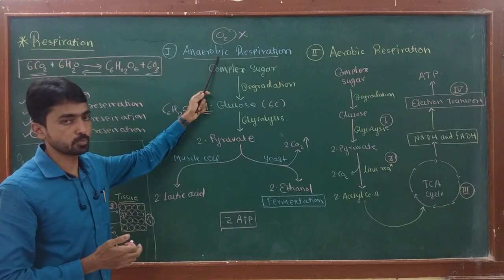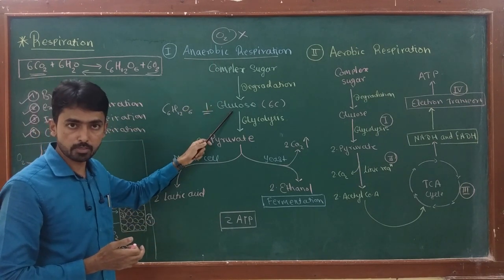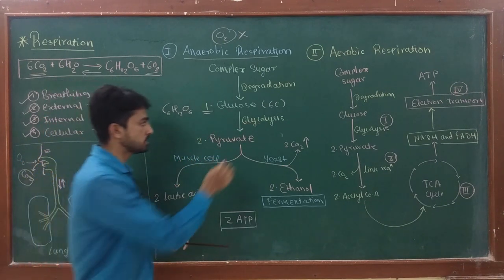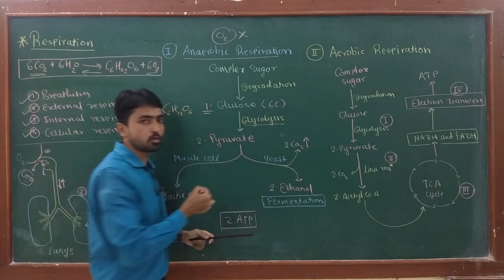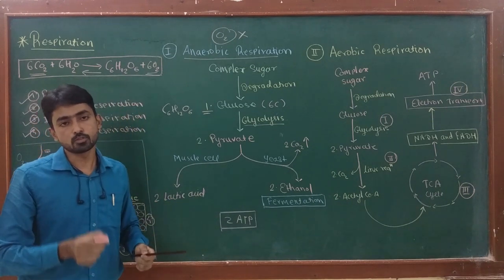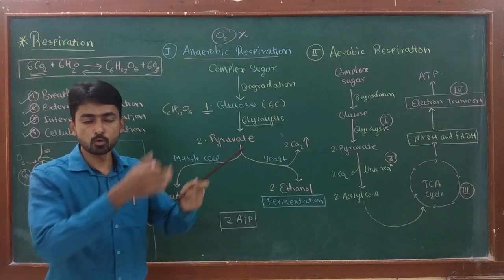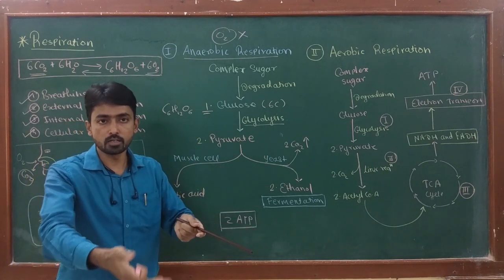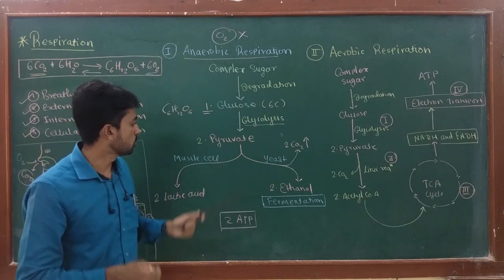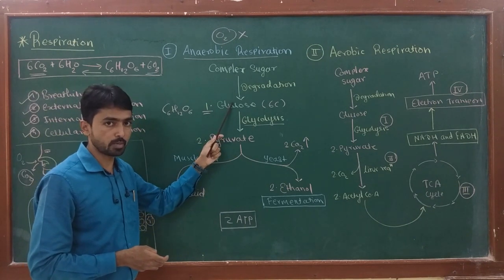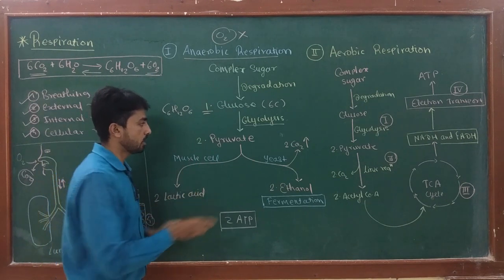At the time of anaerobic respiration, complex sugar is converted into simple sugar, and then the simple sugar undergoes glycolysis. It is a process which is anaerobic. Glycolysis does not require the presence of oxygen. It is a 10-step process in which glucose is degraded in a stepwise manner to produce 2 molecules of pyruvate. So at the end of glycolysis, one glucose breaks down into 2 molecules of pyruvate.